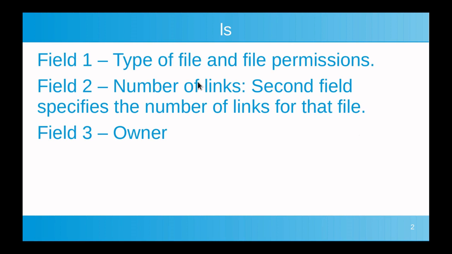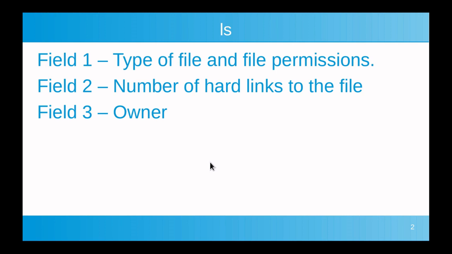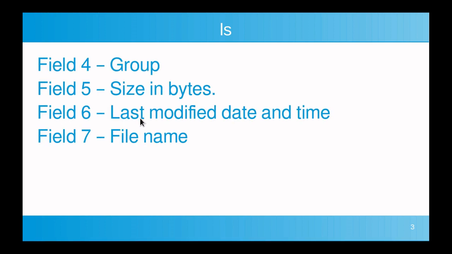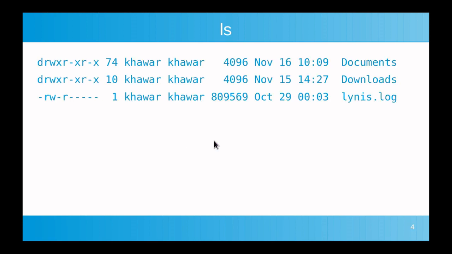In the ls command output, there are multiple fields. The first field is the type of the file and the file permissions. The second field is the number of hard links to the file. The third field is the owner. The fourth field is the group. The fifth field is the size of the file in bytes. Sixth is the last modified date and time of the file. And the last, seventh field is the file name.